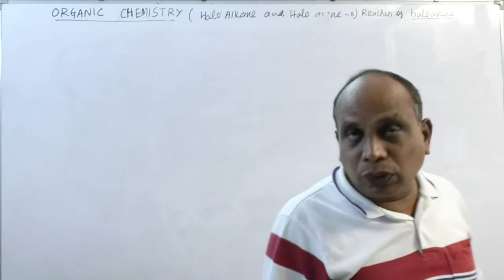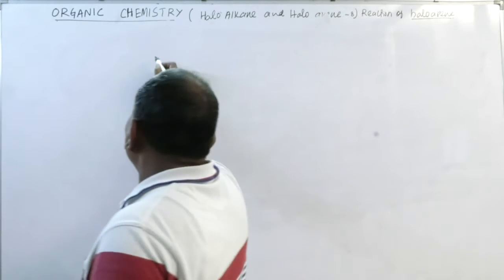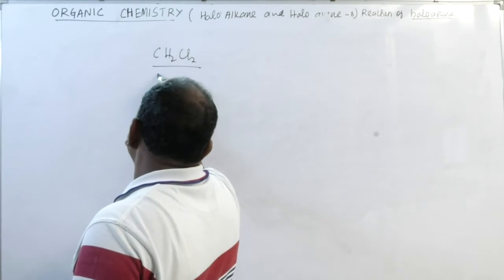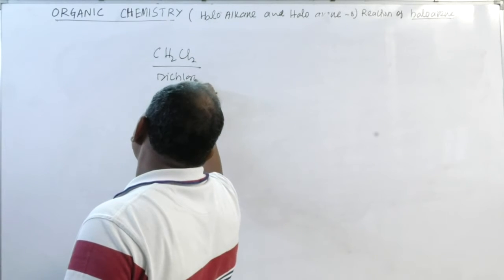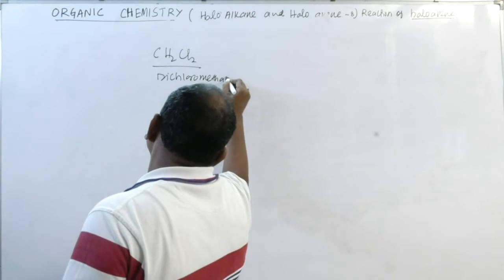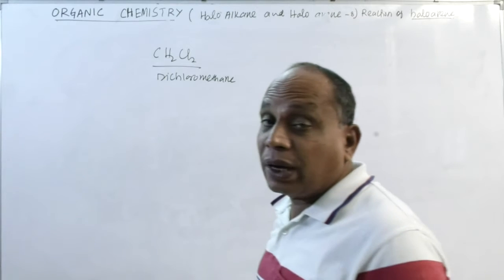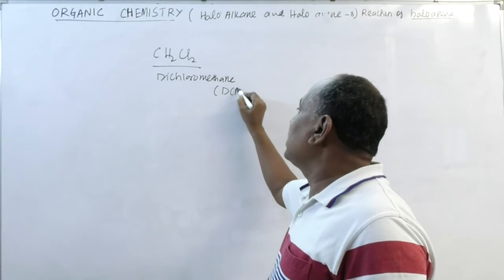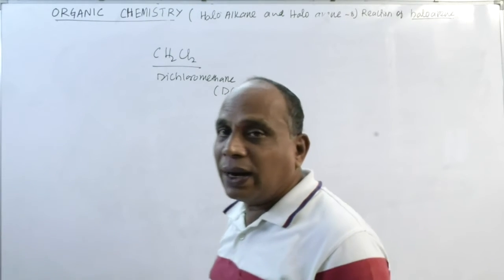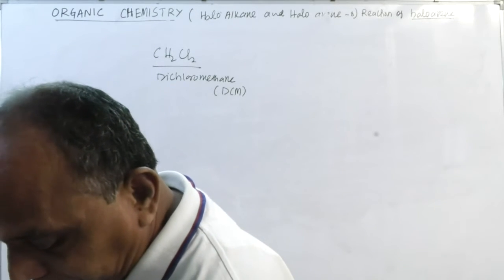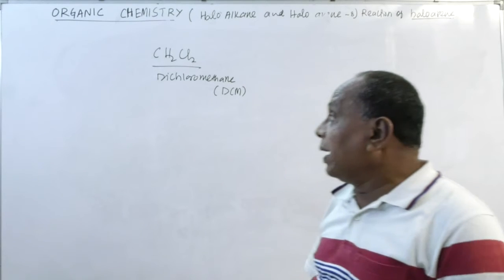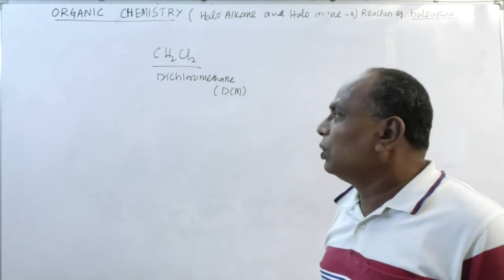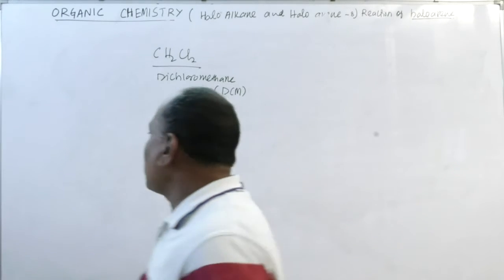So now come to CH2Cl2. This is called dichloromethane, and in the laboratory it is very popular, known as DCM. Known as what? DCM. And the method of preparation is not included in your course, but what are the uses and environmental effects?